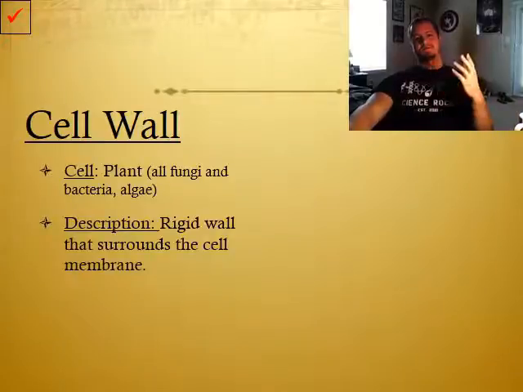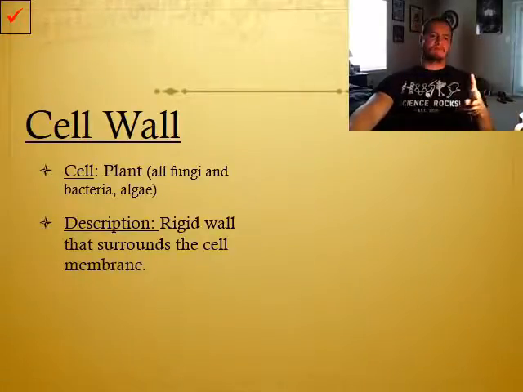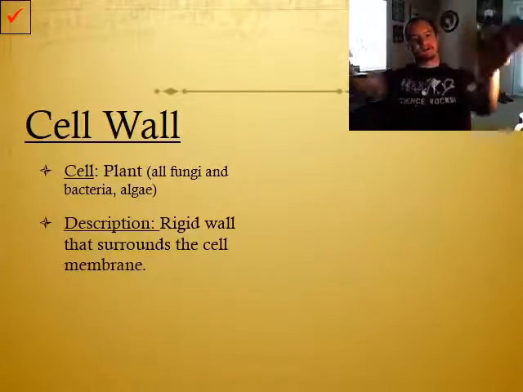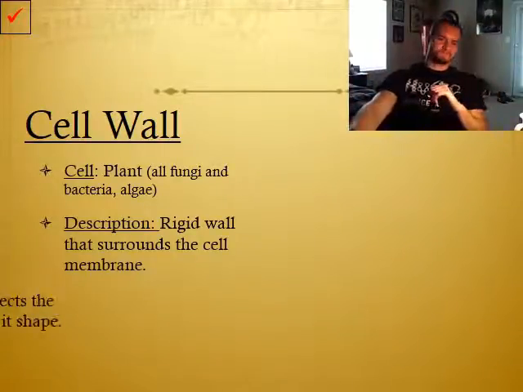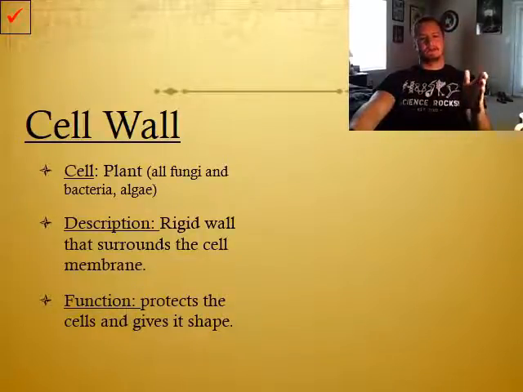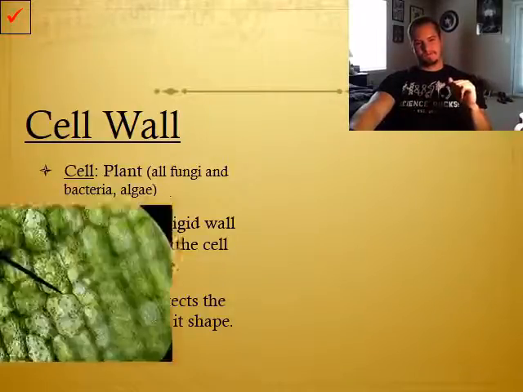The description is it's a rigid cell wall that surrounds the cell membrane. So the cell membrane was surrounding it before. The cell wall is an extra coating on the outside of that. The function is it provides the cell's shape and also gives it support and protection.